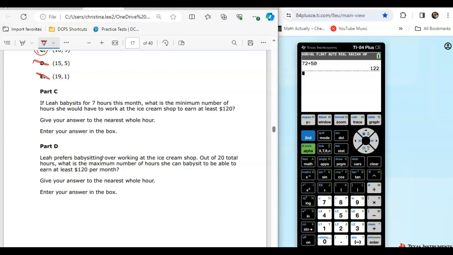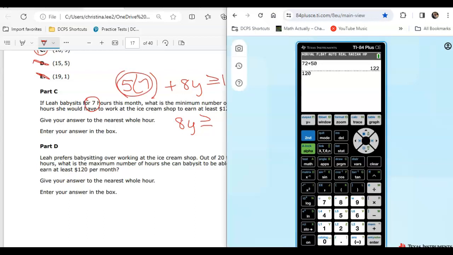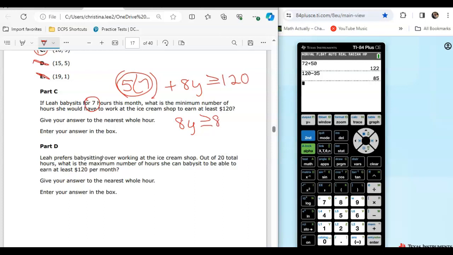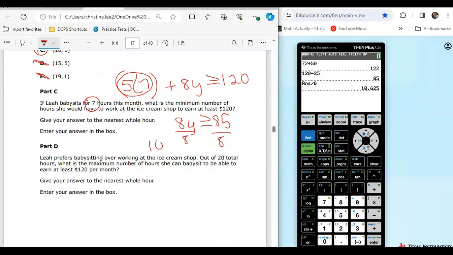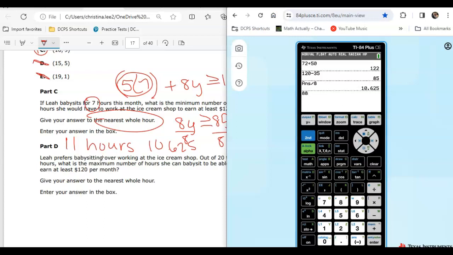Part C, if Leah babysits for 7 hours this month, what is the minimum number of hours she would have to work at the ice cream shop to earn at least $120? So we can plug into our equation 5 times 7 plus 8y has to be greater than or equal to 120, right? And so this would be 8y is greater than or equal to, this is 35, so I can subtract 35 from both sides, and we get 85, divide both sides by 8, and we'll get 10.625. It says give your answer to the nearest whole hour, so she would need to work 11 hours, and that would give you 88 plus 35, which gives you 123, so we can check that.